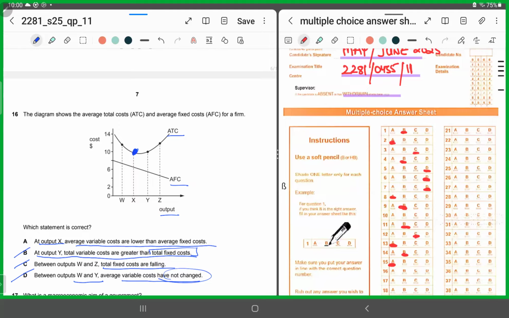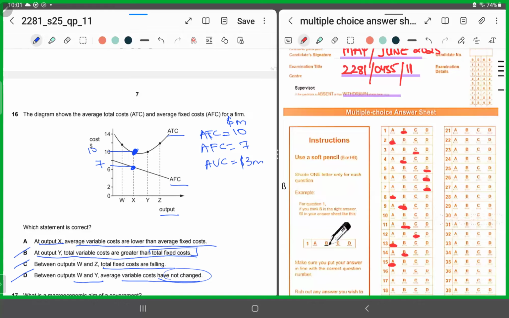At X, they say average variable cost. Now what is average variable cost and average fixed cost? Average fixed cost is hovering around 7 million. Average total cost is almost 10 million. So average total cost is $10 million, average fixed cost is 7. So the difference between them would be average variable cost, which is $3 million.